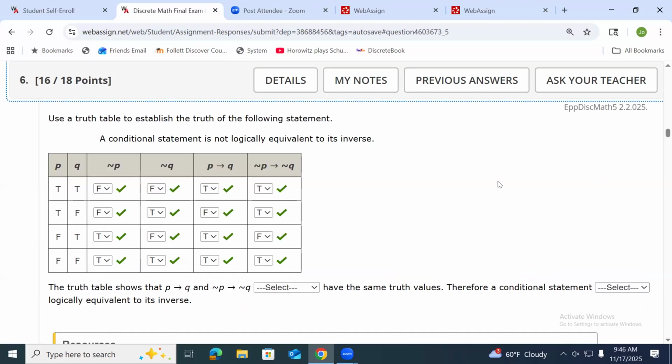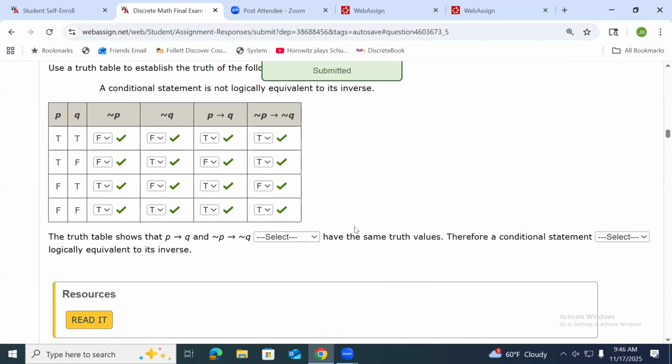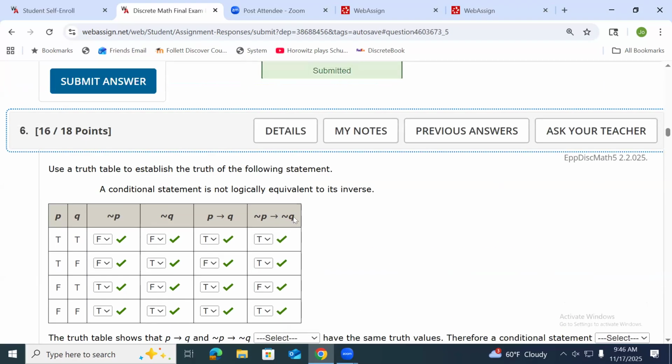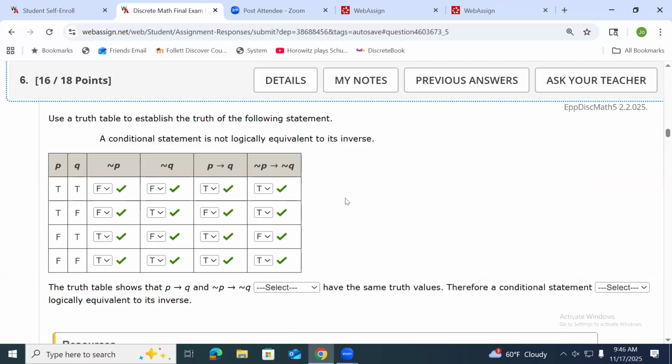Does it show that those two columns have the same values or not? The truth table shows that P implies Q and not P implies not Q. That's this column and this column. Do they have the same values all the way down? Or do they have the opposite values all the way down? Or do they have neither the same nor the opposite values at certain points? So do they always have the same truth values or what?